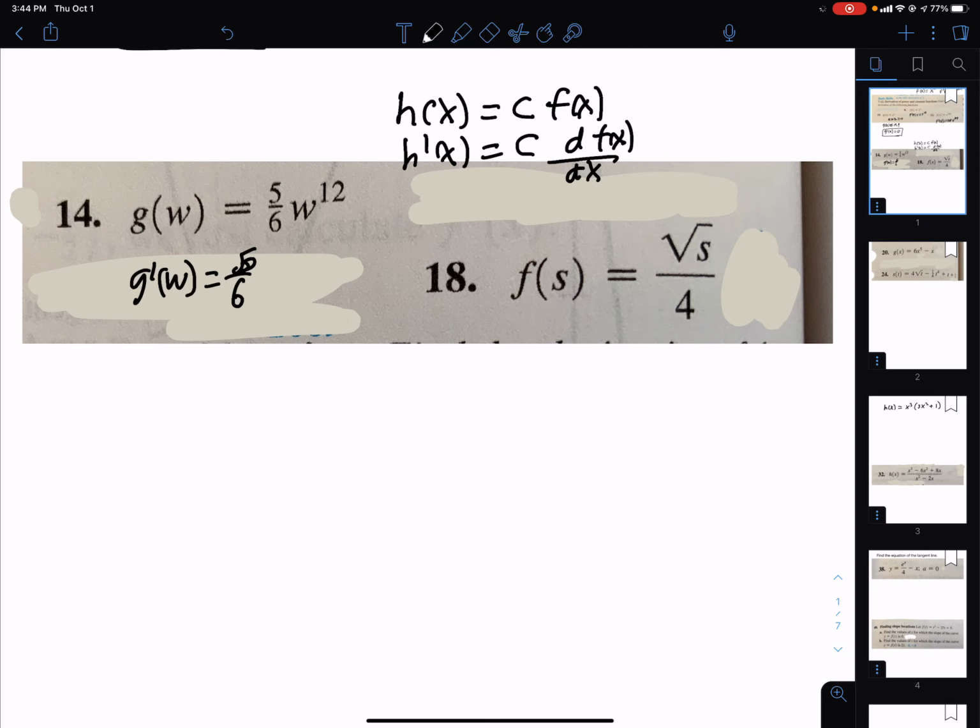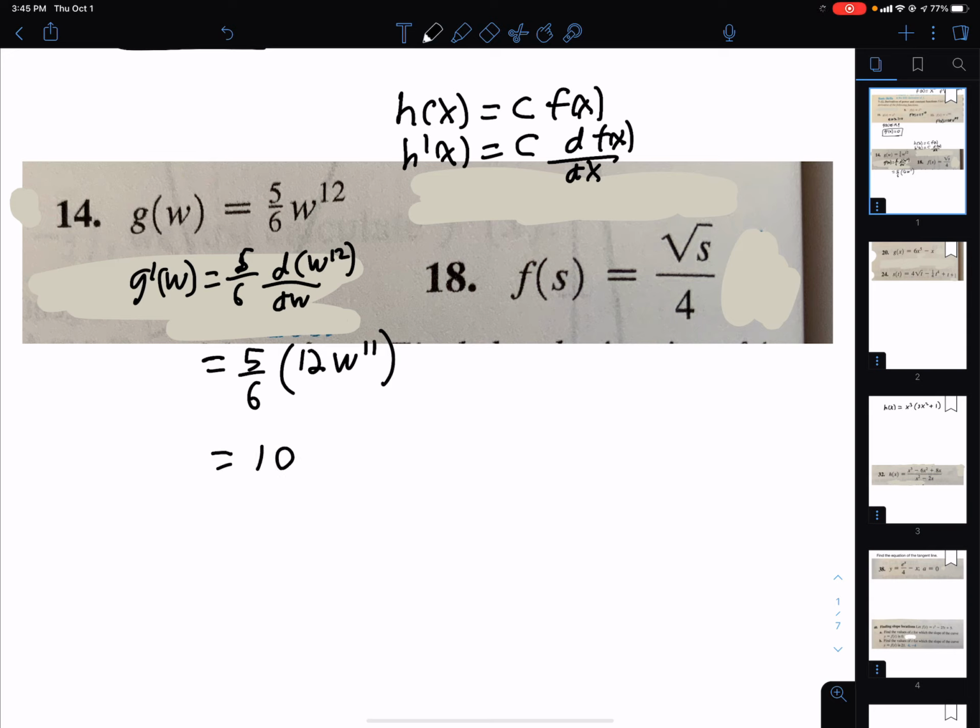Let me do this. So 5/6 is our constant. Then we take the derivative of what's left. Now for what's left, we use the power rule. So the 12 comes out in front, and we subtract 1 from the 12, we get the 11th. If we simplify that, we get 10w to the 11th.